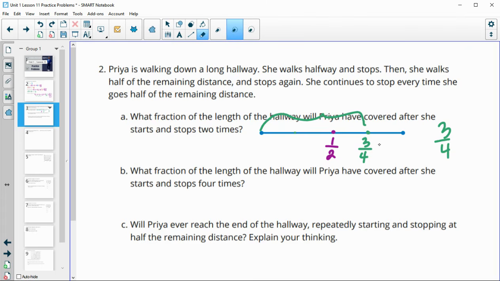Because essentially, when you talk about this, she's got a fourth of the distance left because she's got half of a half. So she's got 1/4 left. So she's covered 3/4.